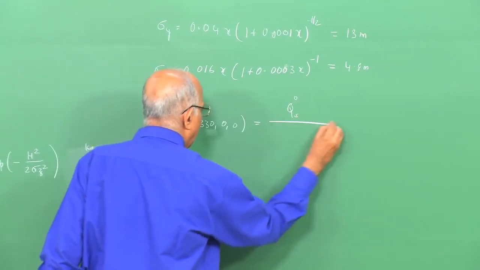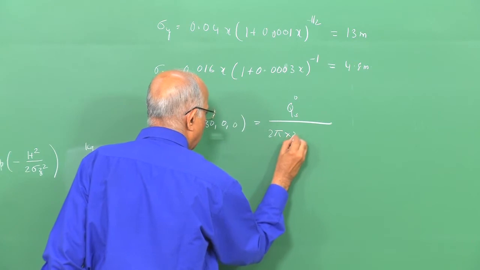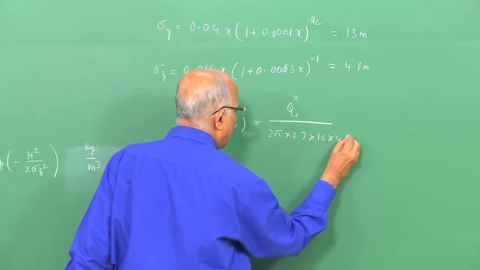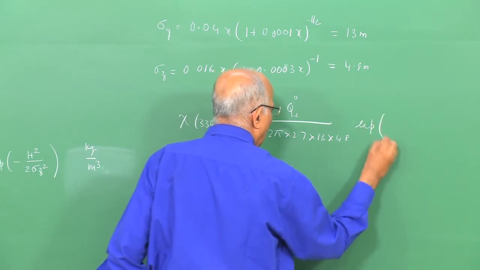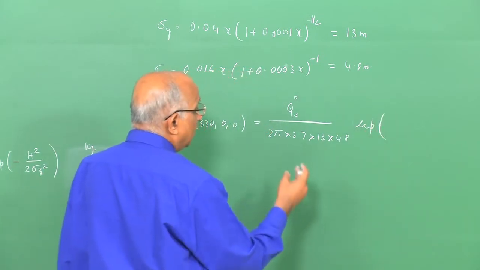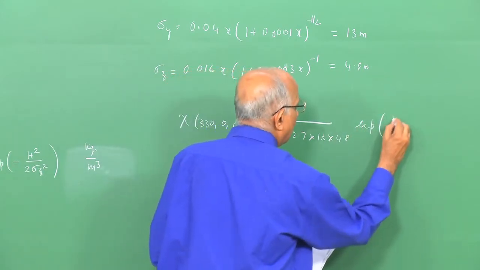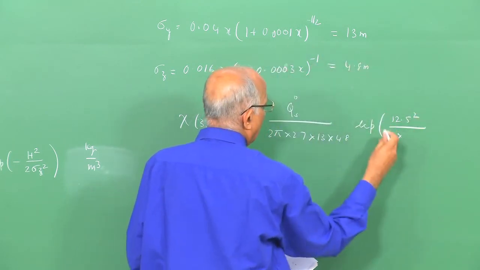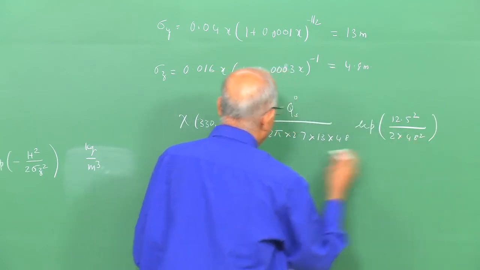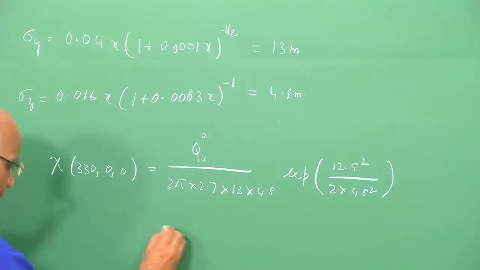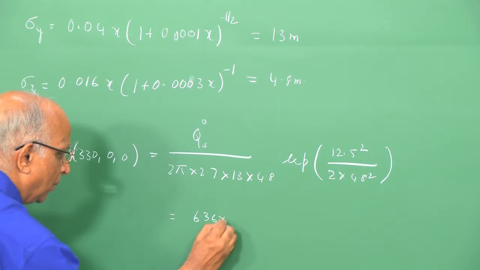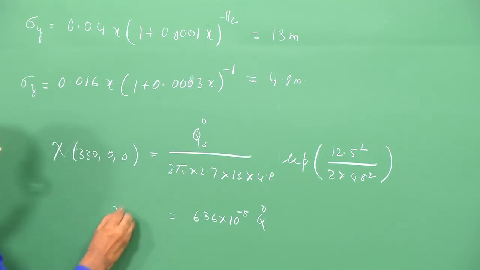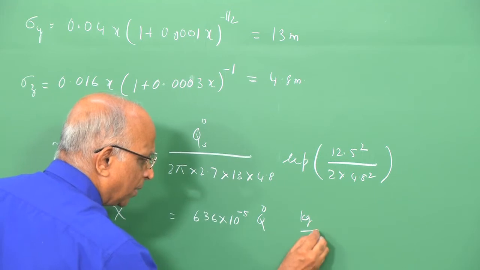which gives me the value as q dot s divided by 2 pi, wind velocity is 2.7 meters per second, into sigma y as 13, sigma z as 4.8, into exponential of, now you know the mean height of the fountain from which it is coming, let us take it as 12.5 meters, 12.5 squared, into 2 into sigma z squared, that is 4.8 square, and if I solve for this, I get the value as equal to 6.36 into 10 to the power minus 5 q dot s, where q dot s is kilogram per second, and the value of chi at this particular point is in kilogram per meter cube.